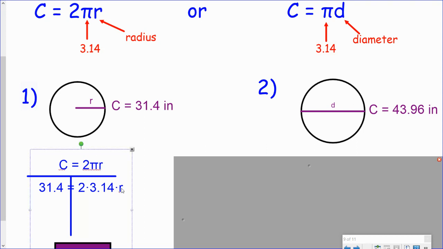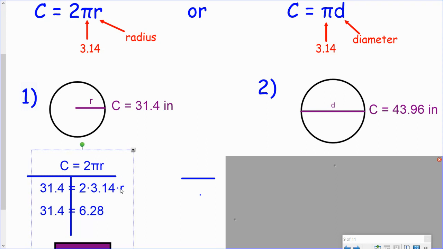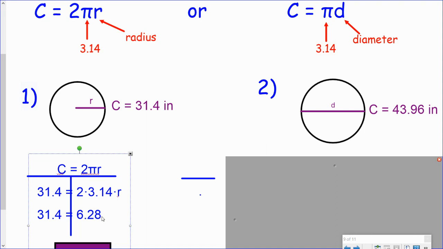So I'm going to write this equation with that in it. So I have 31 4/10 equals 6 28/100 times r. Oops, didn't mean to move that on me. There we go. Everything is moving on me. There we go. All right.